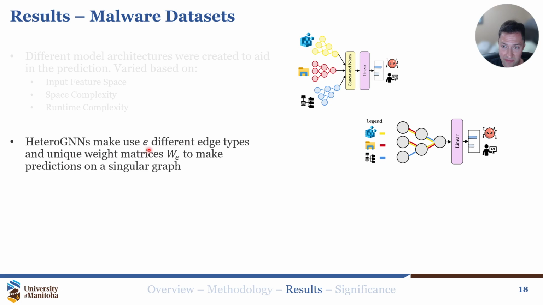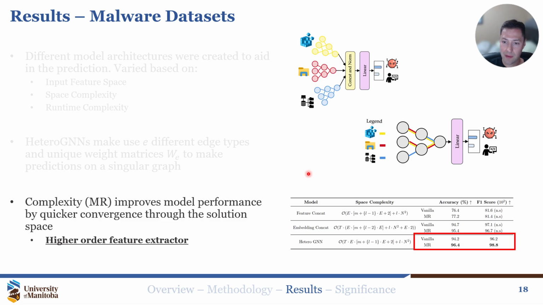How does this change? We have different event types corresponding to different colors, and unique weight matrices to make the predictions on a single graph. That's the other thing, with this, each of these has different weight matrices. In this one, the weight matrices are also duplicated. So it's also paying attention to how important registry, file system, and thread are. What happens if we look at all this?